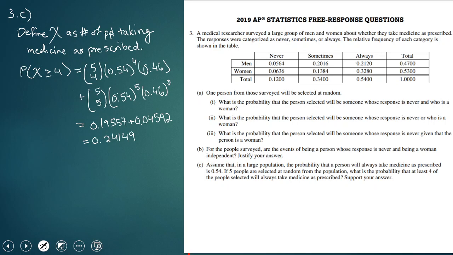If we were to do calculator notation though, which is probably what most people do, you would have to write it something like this. I'd say it's 1 minus my binom CDF, and here it's important that you specify the parameters. You don't just write them down. So I would say n is equal to 5, p is equal to 0.54, upper bound is equal to 3, because we're going from 4 to 5, so our upper bound is 3. So it's really important that you specify exactly what these numbers mean. If I just wrote binom CDF 5, 0.54, 3, I don't think you would get any marks. Maybe 1, but I don't think you'd get any marks for that. So it's important to realize that you're supposed to specify all of these things.